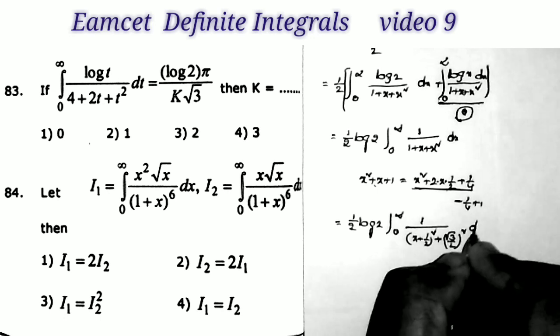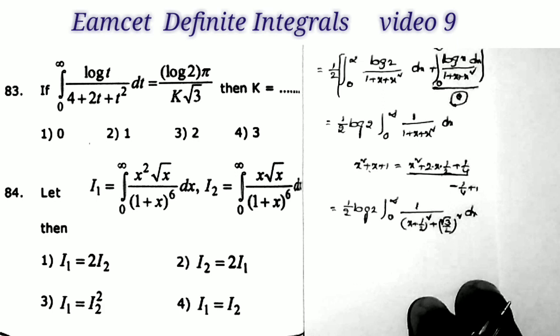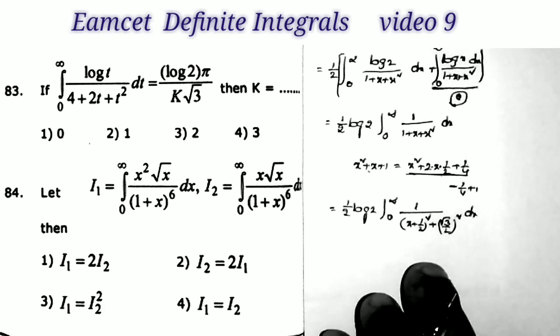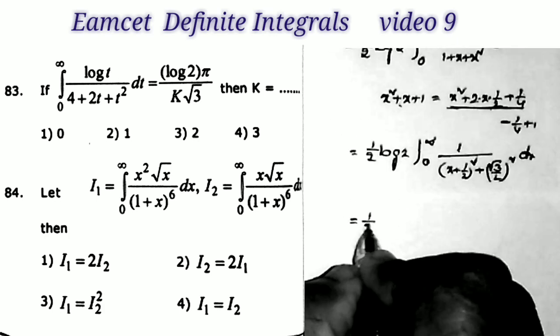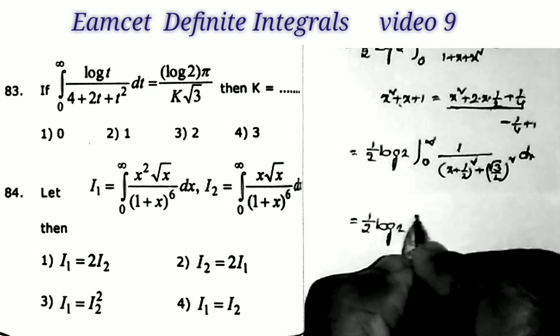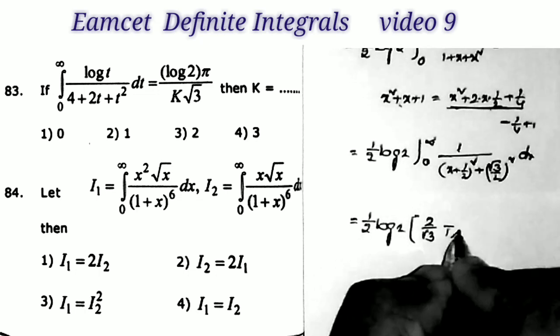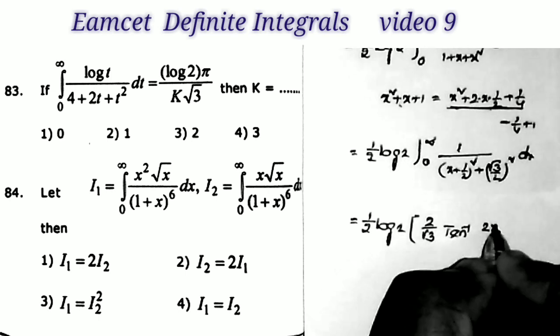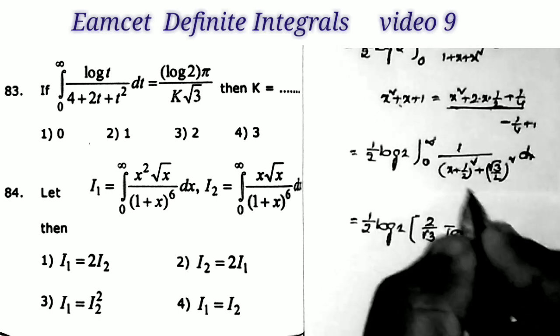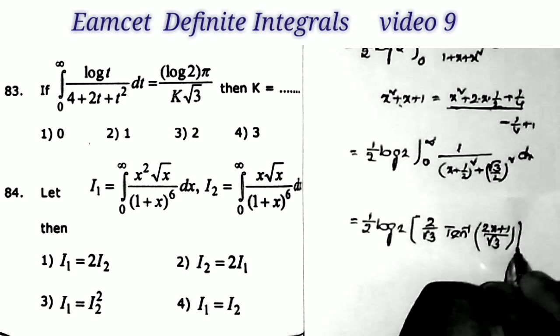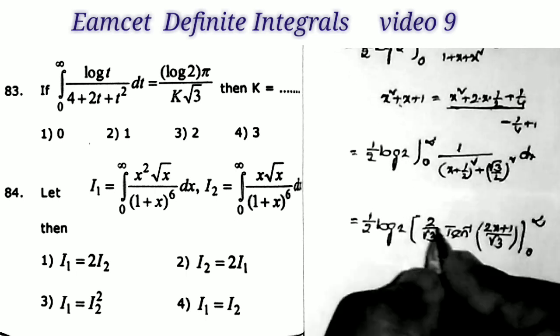Now clearly this is in the form of 1 by a square plus x square. What is the integration of 1 by a square plus x square? 1 by a tan inverse x by a, that is 1 by root 3 by 2, which is 2 by root 3, tan inverse of x by a, that is 2x plus 1 by root 3. Is it not? x plus 1 by 2 over root 3 by 2 is 2x plus 1 by root 3, where the limits are 0 to infinity.